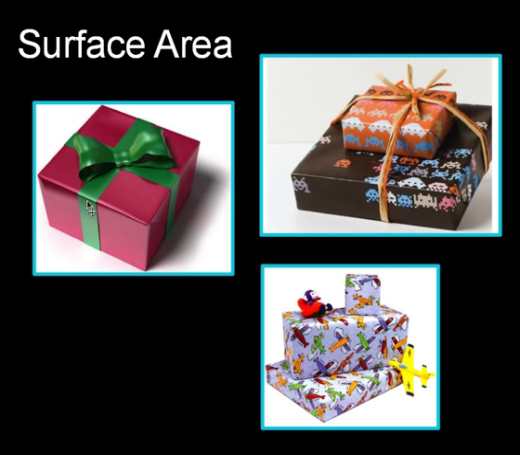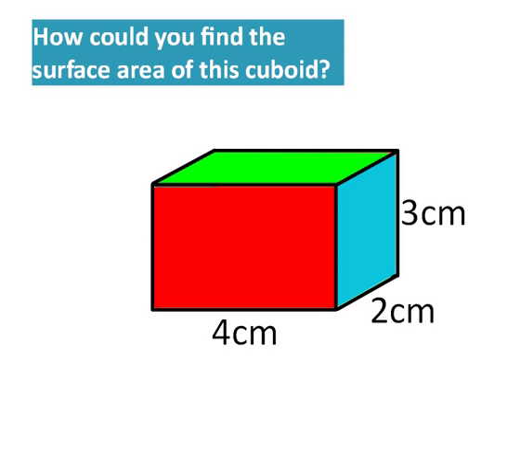So if we're looking at wrapping presents, the surface area would be the area of wrapping paper that you need to cover each face perfectly without any overlap. Okay, how would you find the surface area of this cuboid? A cuboid has got 6 faces, remember, so we're going to need to find the area of all 6 faces.